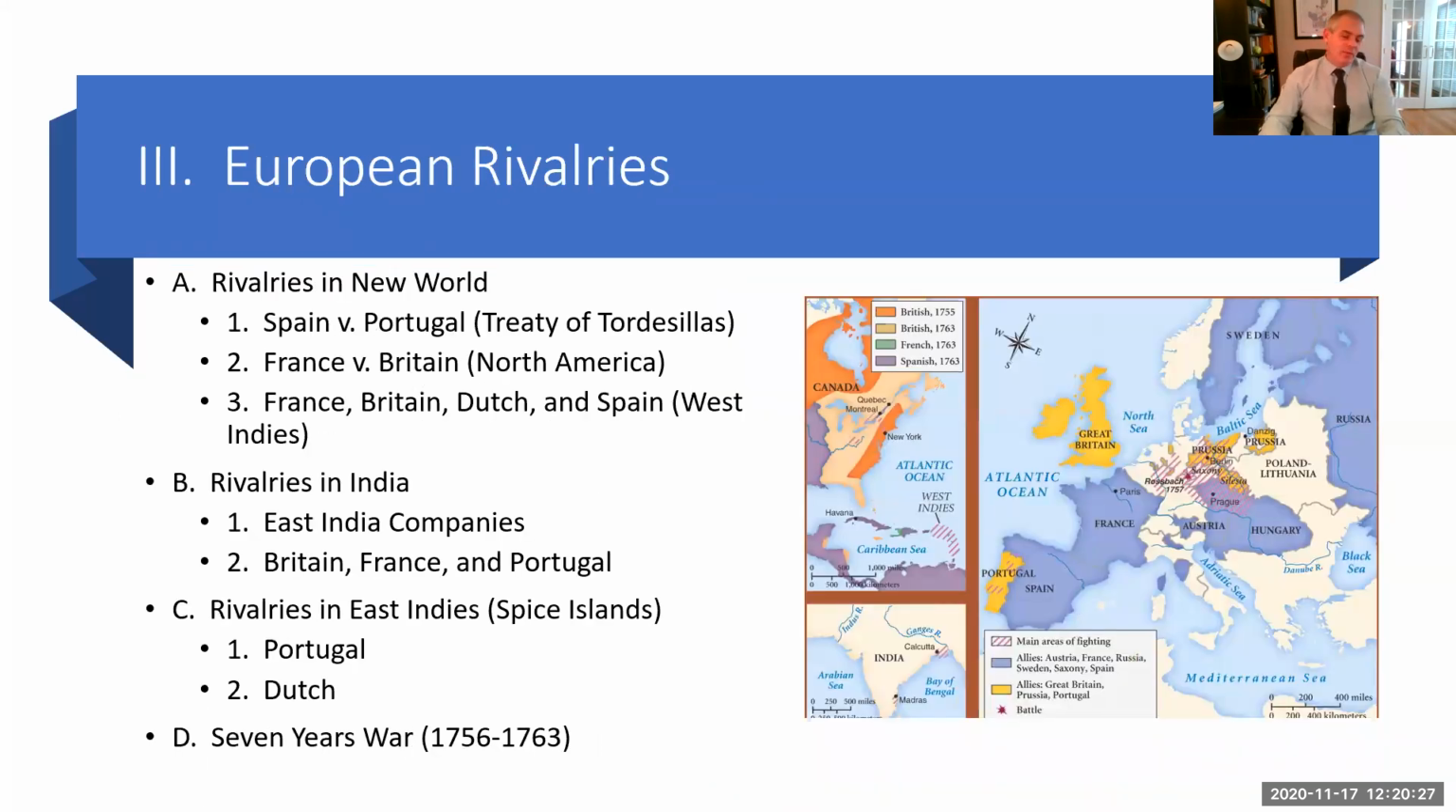Our last one are European rivalries. So the big five, Spain, Portugal, France, Britain, and the Netherlands, they're competing because of the economic theory of mercantilism. They want access to markets and they want access to resources. And this is going to create tensions between all five states. So in the New World, in the Americas, Spain and Portugal are our rivals. And the way to stop Spain and Portugal from fighting is the famous Treaty of Tordesillas. The Treaty of Tordesillas is an agreement between Portugal and Spain to kind of draw a line on the map. And everything west of that line is going to be Spanish territory.